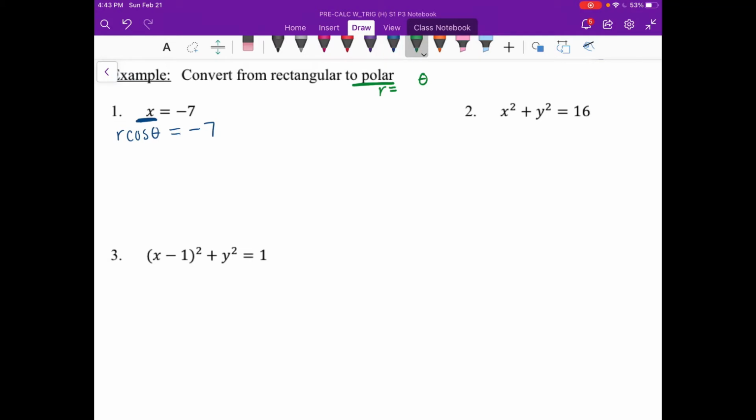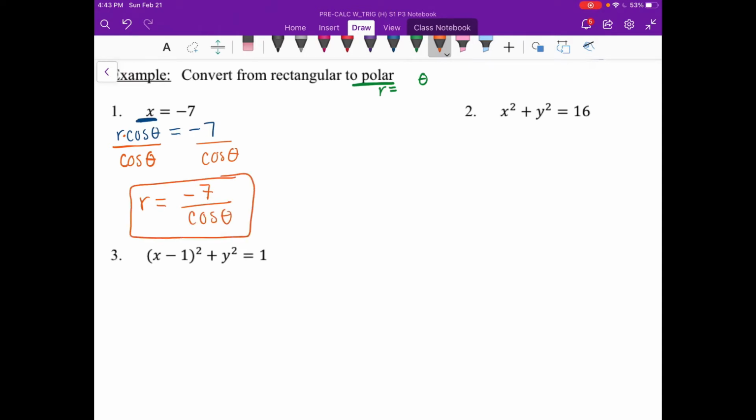In order for me to solve for r, this is still just regular math, and these are being multiplied, I can divide both sides by cosine of theta. So final answer, r equals -7 divided by cosine of theta. A good check would be, are there any x's and y's left? Nope, and so you are done. That is all you have to do.